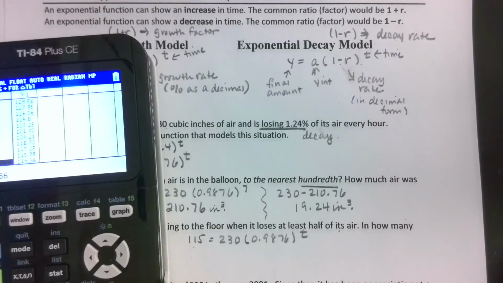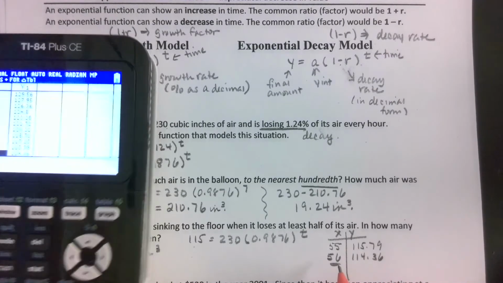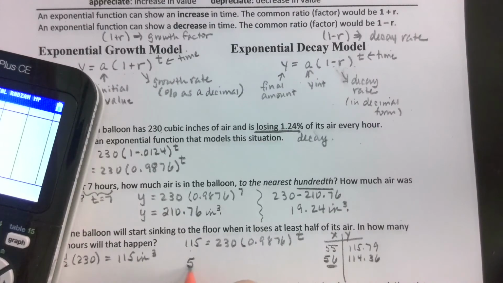So using our table of values, let's copy down here. At 55 hours, we have 115.79. At 56 hours, 114.36. Very close, but this one is closer. So 56 hours.